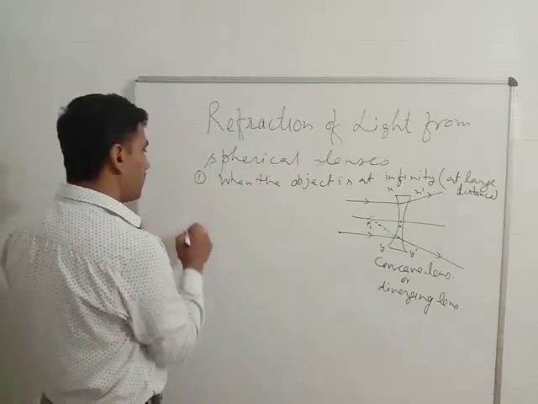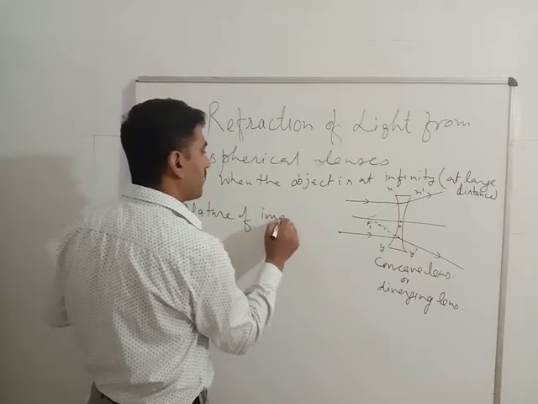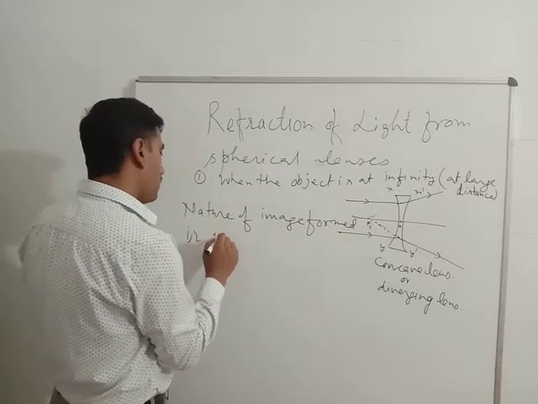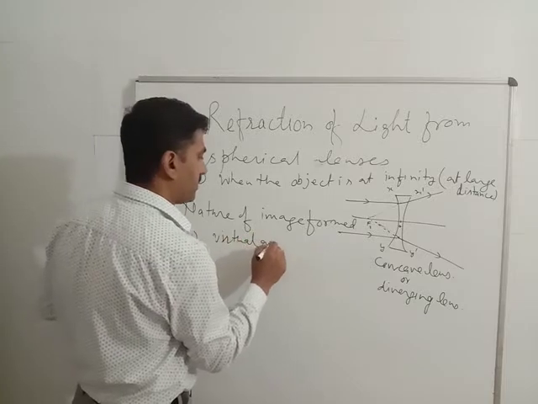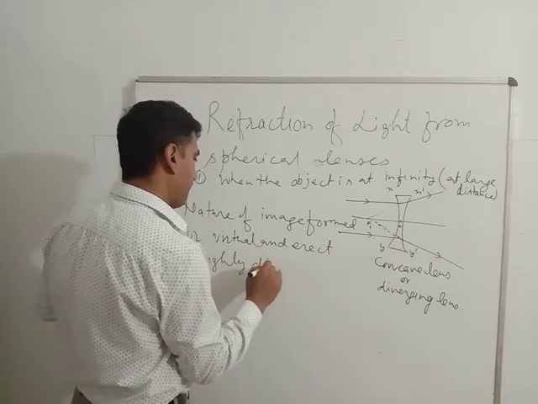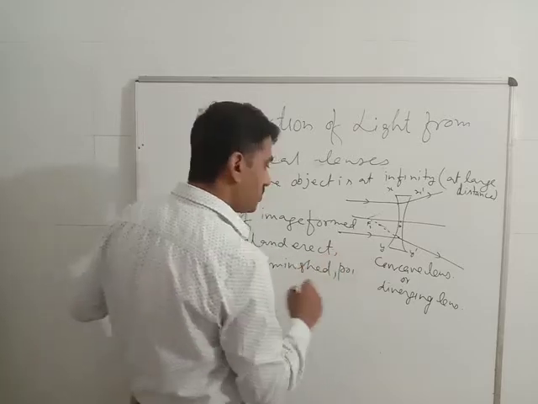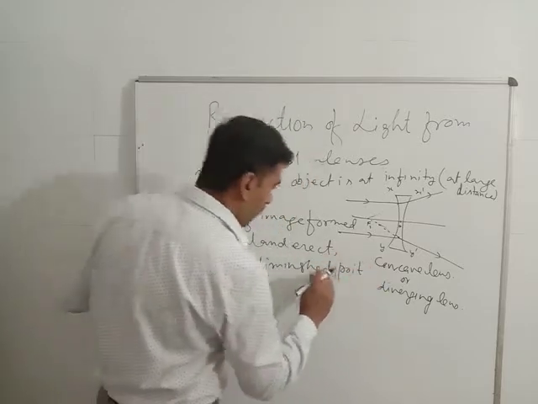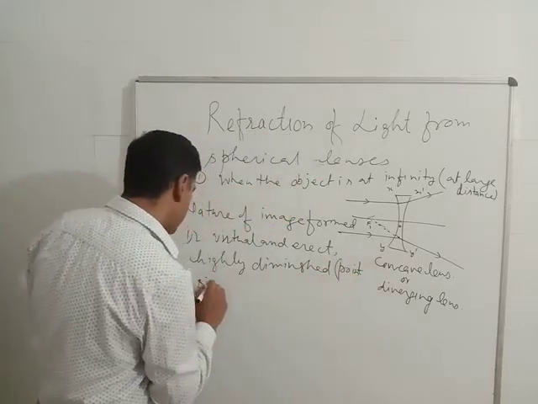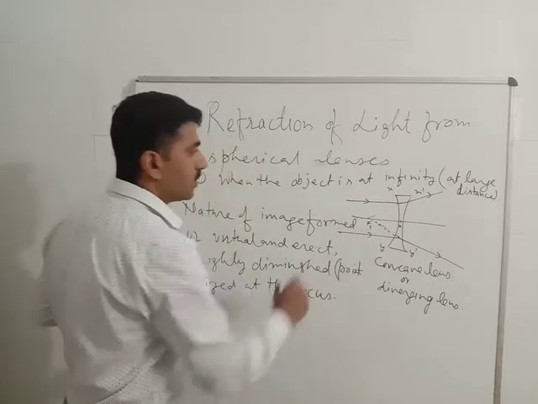So what will be the nature? The nature of image formed is virtual and erect, highly diminished, point sized. You can write point sized also. Point sized at the focus. So this is your focus.